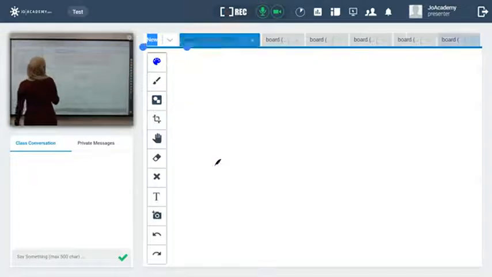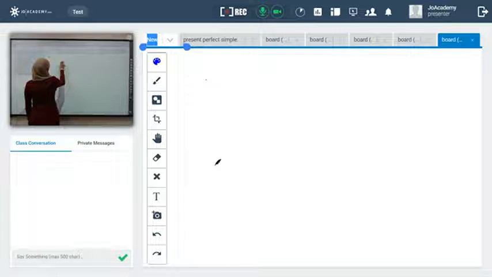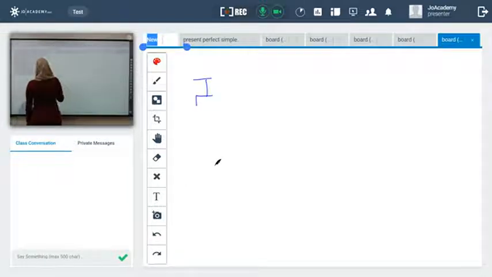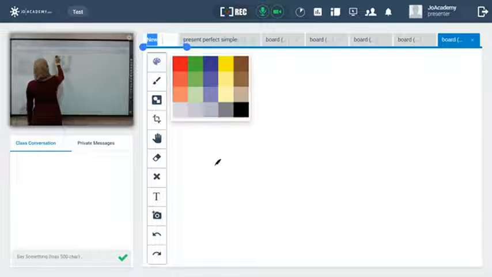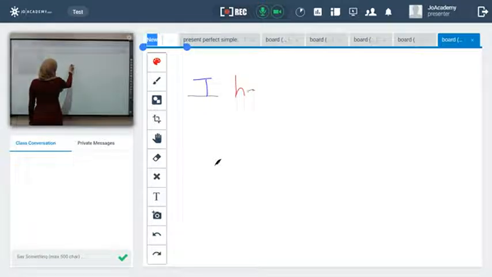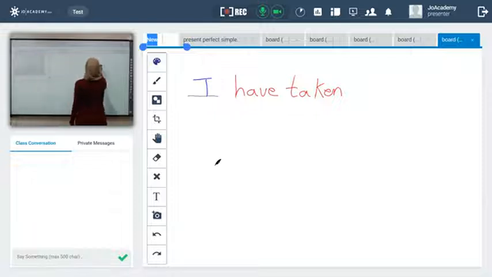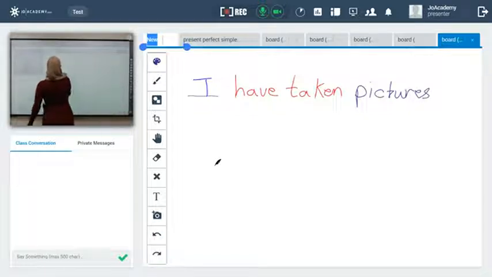So, let's write a sentence. I have taken pictures of the ancient city.